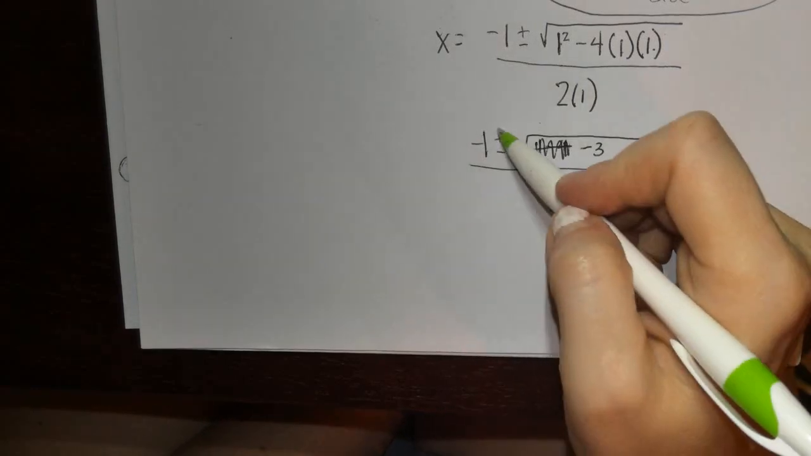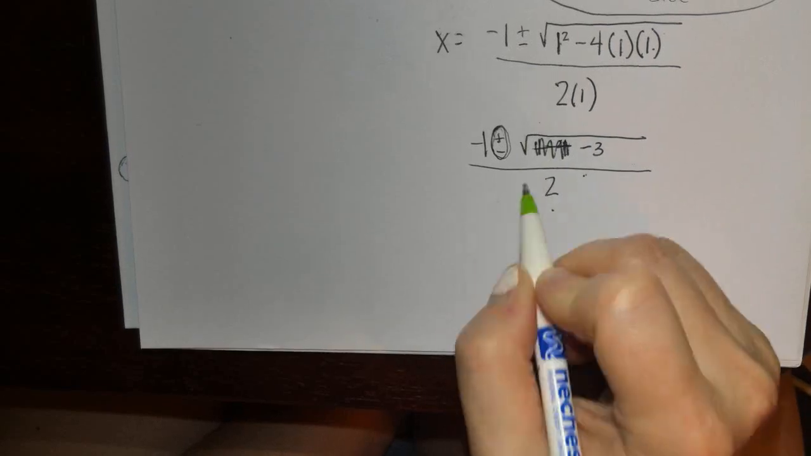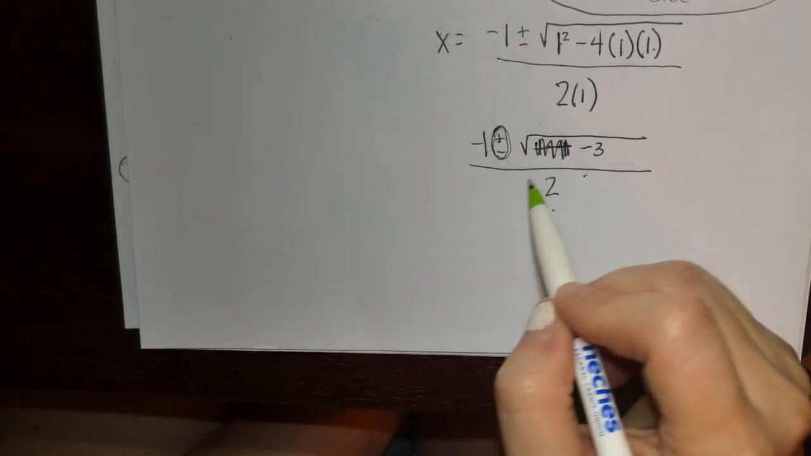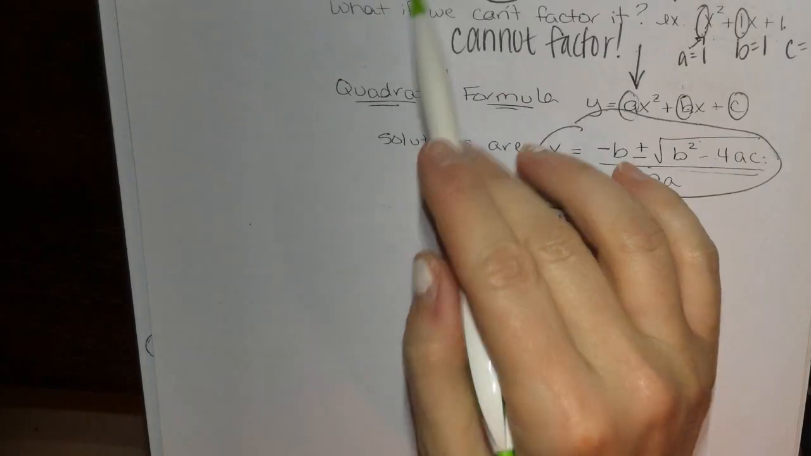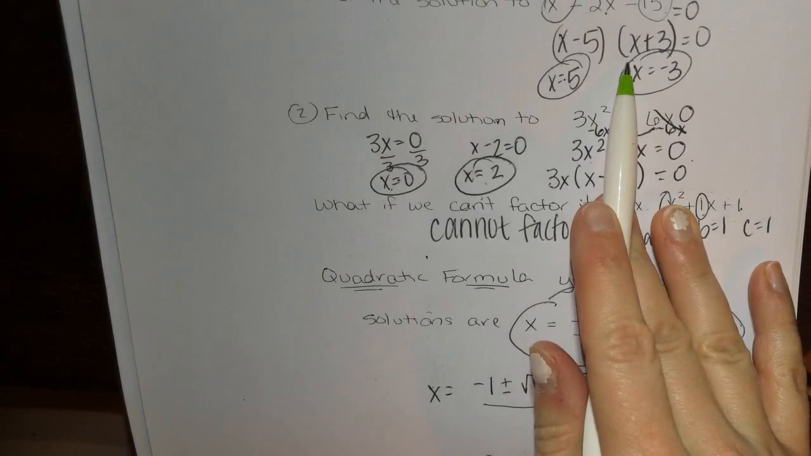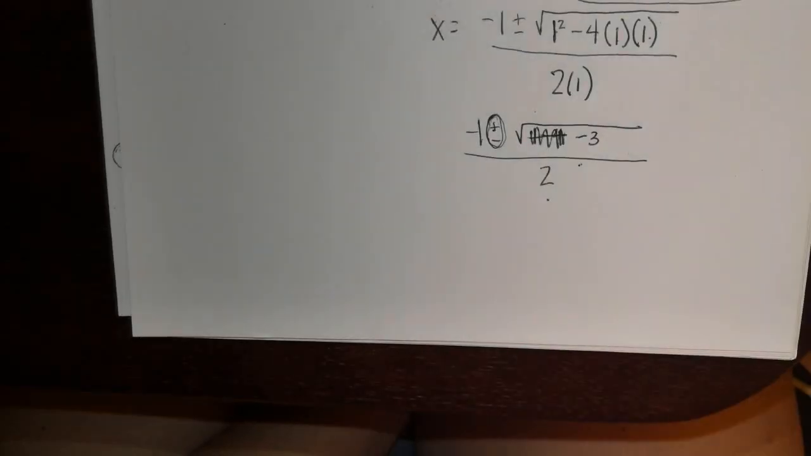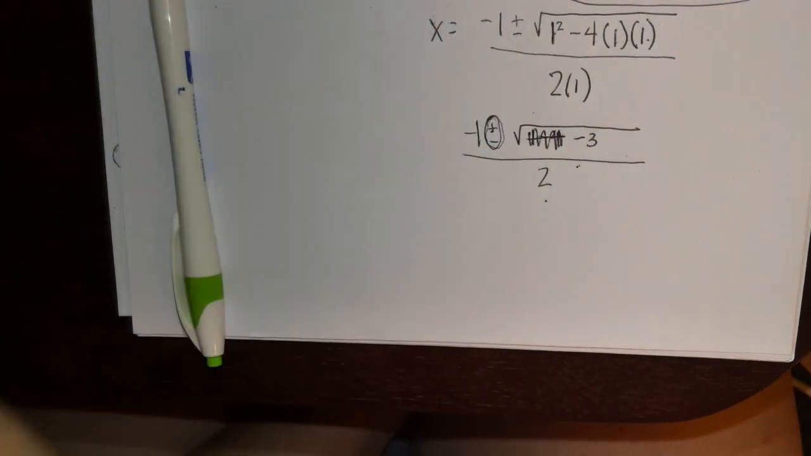So the reason why it says plus or minus here is you'll do it one time using plus and get an answer, and that's one solution. And then you'll do it one time using minus, and that's your other solution. So we end up with 2 solutions, just like we did up here. 1, 2, 1, 1, 2, and 1, 2. Okay? 2 solutions.